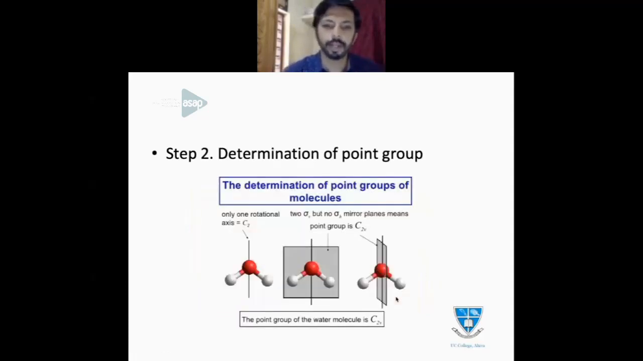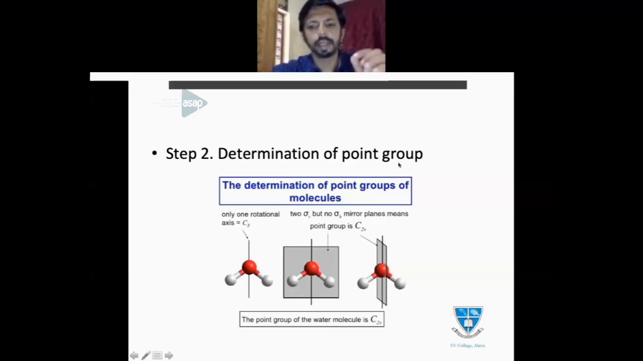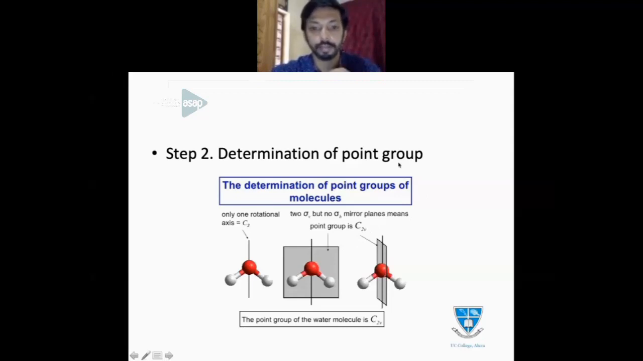The second step is the determination of the point group, and I have already mentioned that you should be aware of how to determine the point group. Since the water molecule is a simple molecule, it has a C2 rotational axis. Here we can see that there are 2 sigma V, and no sigma H is present. Since these 2 sigma V's pass through the rotational axis, C2 and 2 sigma V, the point group of the water molecule is C2V. So we have determined that the point group of the water molecule is C2V.